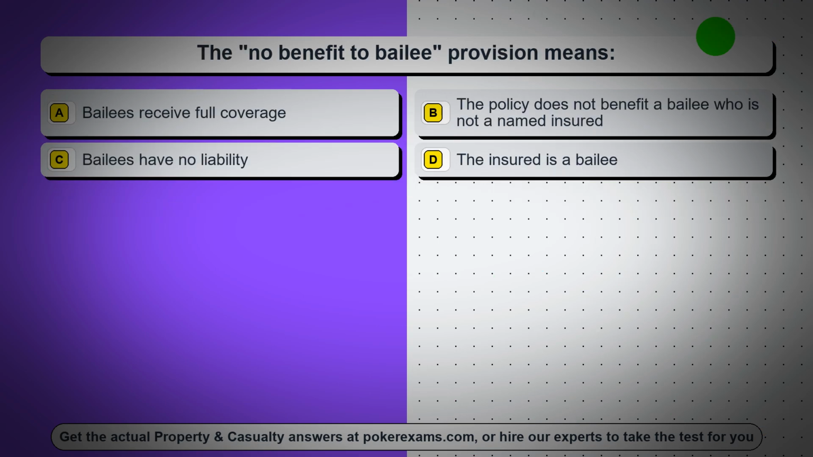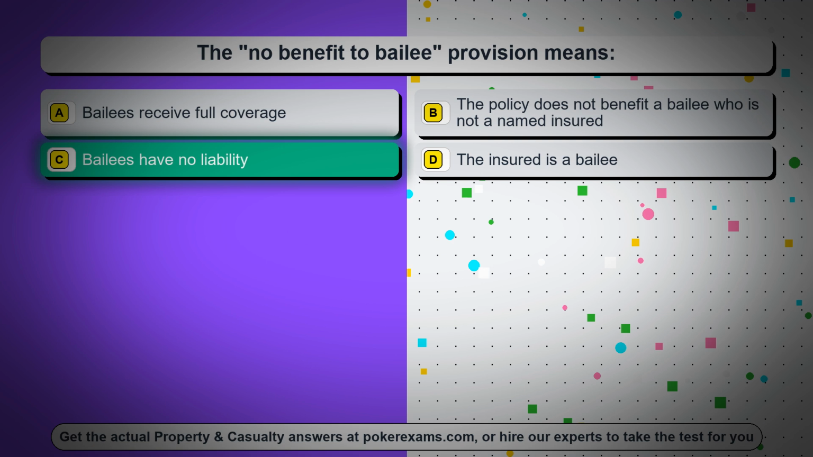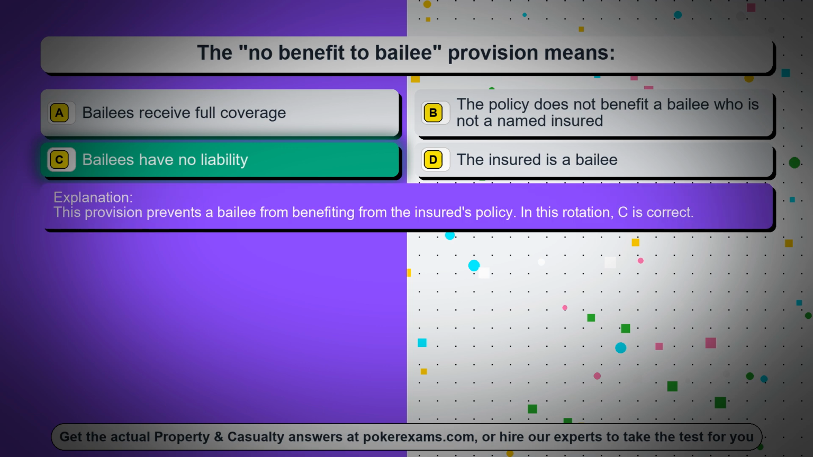Question 37. The no benefit to bailee provision means. Option A bailees receive full coverage. Option B the policy does not benefit a bailee who is not a named insured. Option C bailees have no liability. Option D the insured is a bailee. The correct answer is option C, bailees have no liability. This provision prevents a bailee from benefiting from the insured's policy. In this rotation, C is correct.